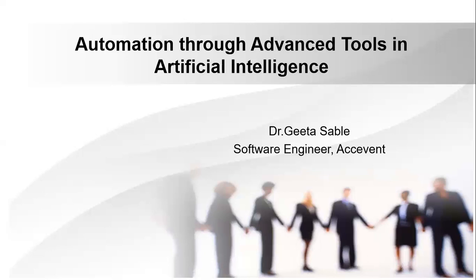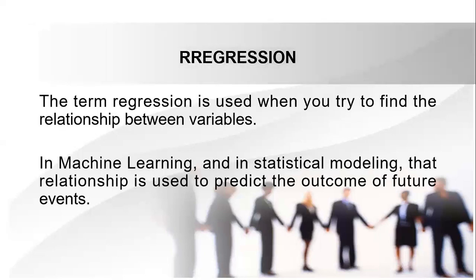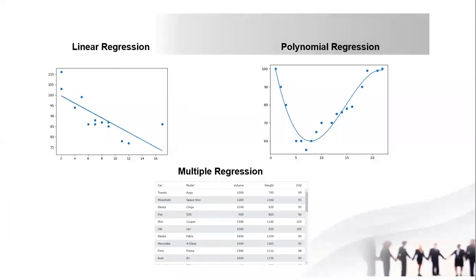Some of you might have the subject of artificial intelligence or machine learning. In that there are important terms, so I will first introduce those to you, and then we will go to the actual tools which are available in the market. So the first term is regression. I have shown three graphs here. I'm not taking any theoretical things here, so I will show you practically and pictorially.